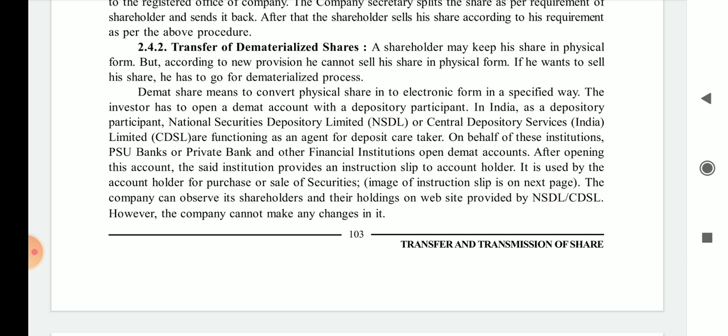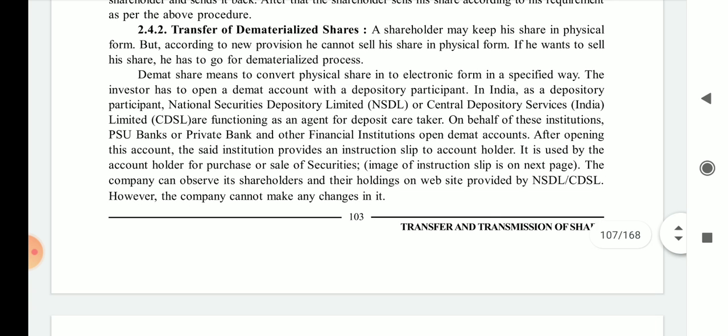Here it is mentioned that the image of the instruction slip is on the next page. Here only an image is given for your reference. It will not be asked in the examination that you have to draw the instruction slip, because it is too lengthy. So it is just for your reference. Yes, necessary details can be asked in your examination, in a way that you have to mention the necessary parts of the instruction slip, or a question like: give the details which are mentioned in the instruction slip.